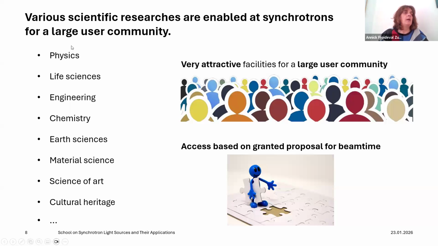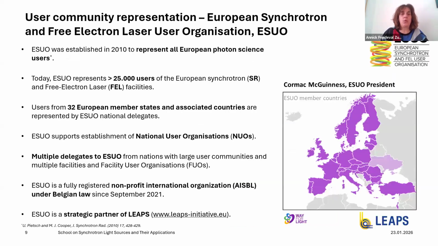So for you to know, various scientific research is enabled at synchrotrons for a large user community. You can conduct research in many different scientific fields, going from physics, life sciences, engineering, chemistry, earth sciences, material science, science of art, cultural heritage, and many others. So these are very attractive facilities for large user communities. And the access to the synchrotron facilities is based on a granted proposal for Beamtime. And this is what I would like now to try to explain to you.